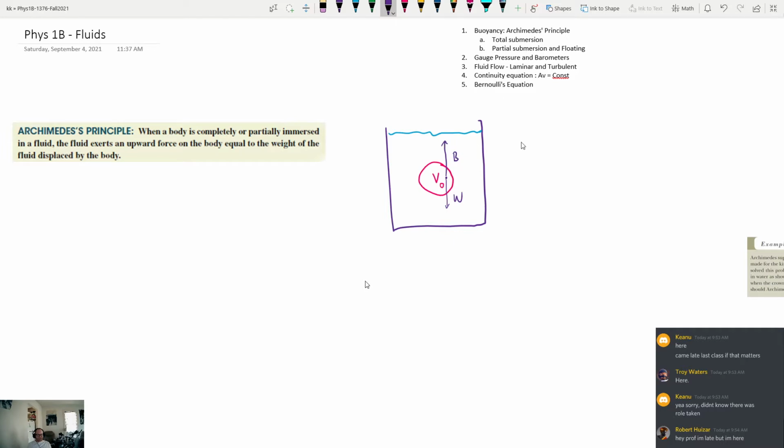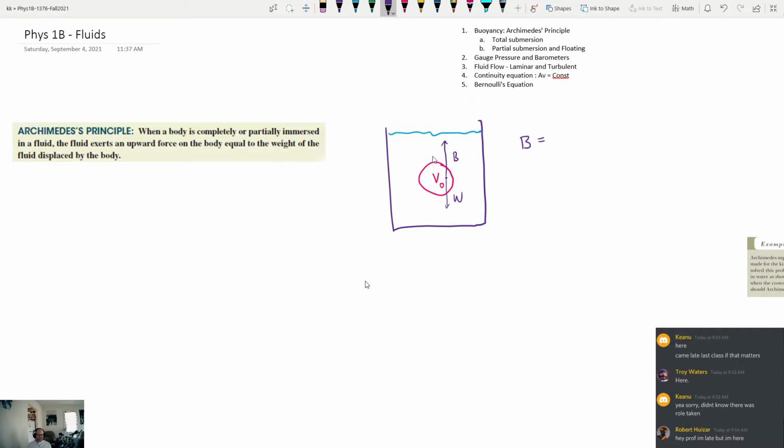And what we derived at the end of class last time is that the buoyant force is equal to, and you could figure it out directly from what Archimedes' principle says, let's read it again: when a body is completely or partially immersed in a fluid, the fluid exerts an upward force on the body equal to the weight of the fluid displaced by the body. So how much fluid is displaced by the object? It's the weight of the fluid displaced, right?